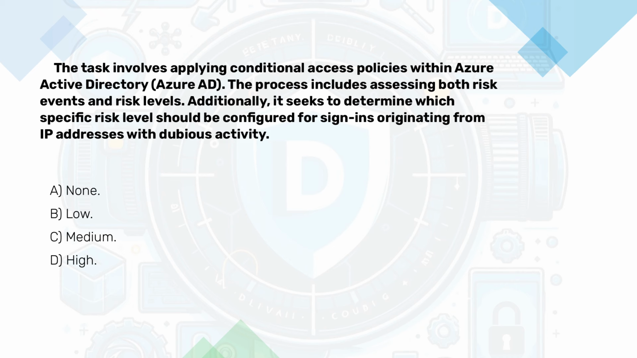Okay, now pause the video here, have a bit of think, and then continue when you are ready. The correct risk level for sign-ins originating from IPs with dubious activity on Azure Active Directory is medium.